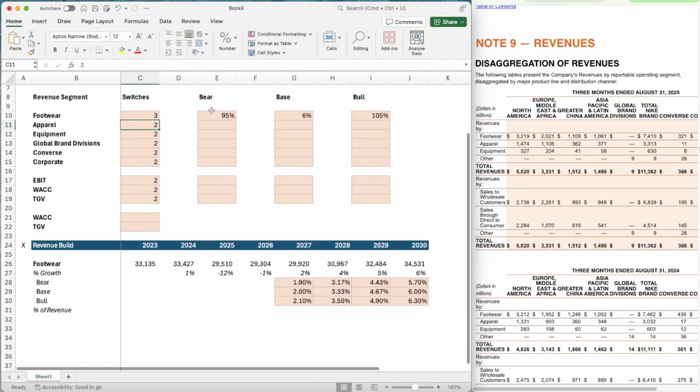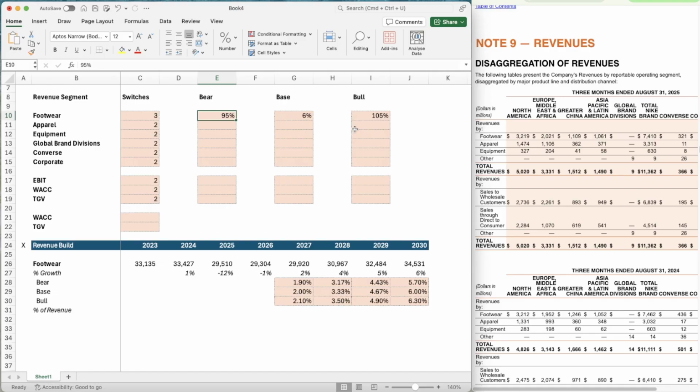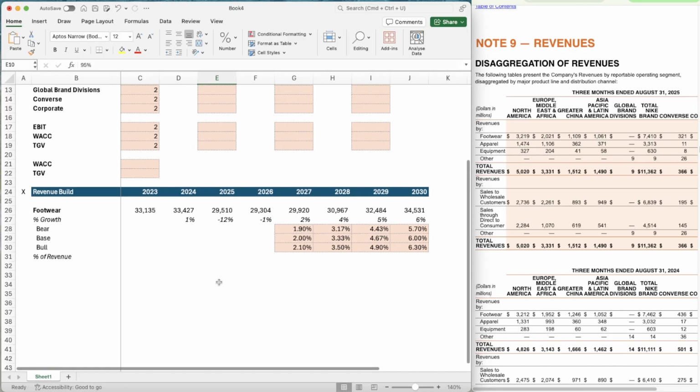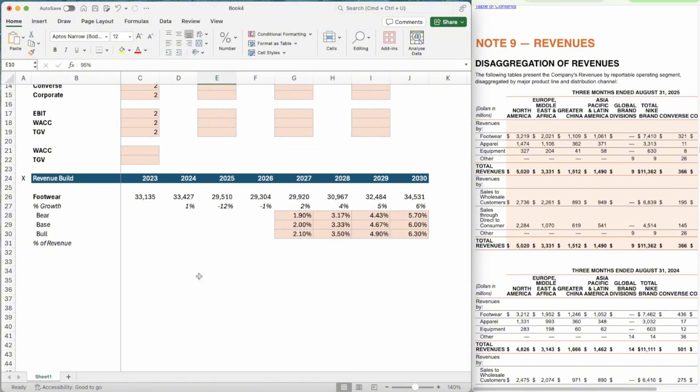It's not that much because we're only going 95% of the base and only 105% on the bull because I don't think it will be too extreme for such an established company.